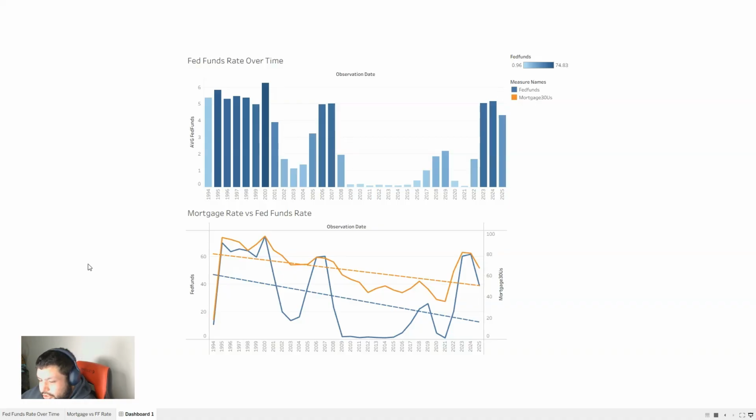In conclusion, this visualization highlights the relationship between monetary policy and household borrowing costs. By combining the Fed funds rate with mortgage rates, the dashboard shows how economic cycles evolve and how policy decisions influence long-term financial trends.